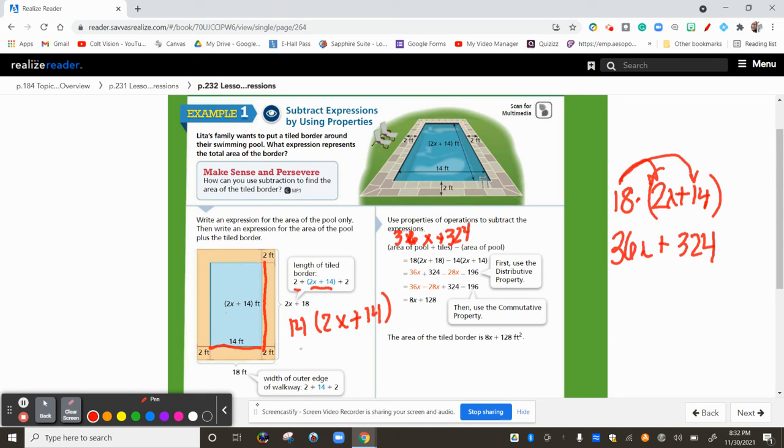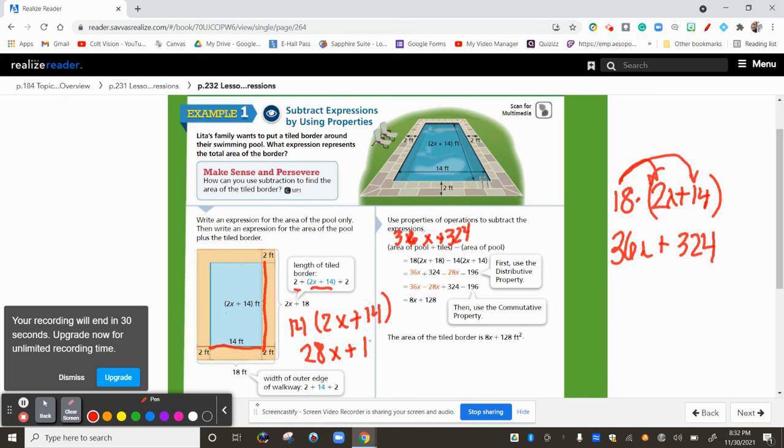So that would be 28x, and then 14 times 14 is 196. What they're saying is you have to subtract all of that away. So you have to subtract the 28x and subtract the 196. That's why you're subtracting the 28x and subtracting the 196. Once you do that, you can simplify your like terms. 36x minus 28x is 8x, and 324 minus 196 is 128. So that's how they got that answer. All right.